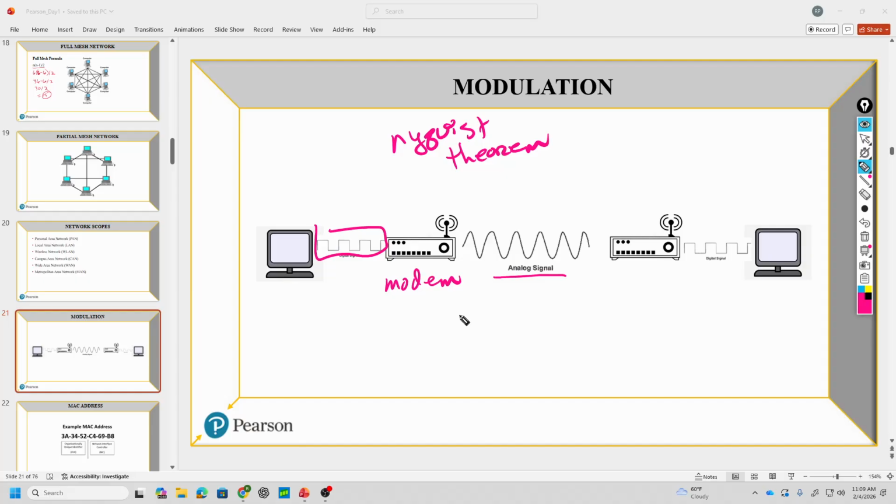And if any of you are old enough to remember dial-up, those sounds, that's what was happening, okay? And when it got to the other side, this modem would demodulate, or convert it back into a digital signal that you could use. Now, the industry took that same thought process and went, if we can convert a digital signal to analog and then convert it back, why don't we do the reverse?